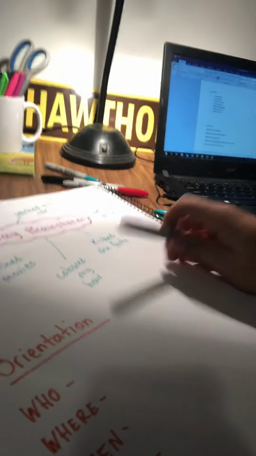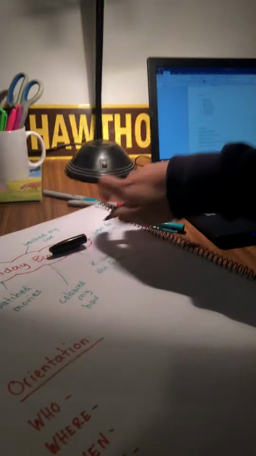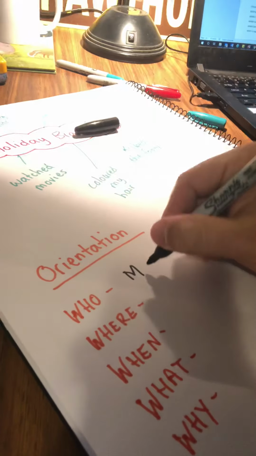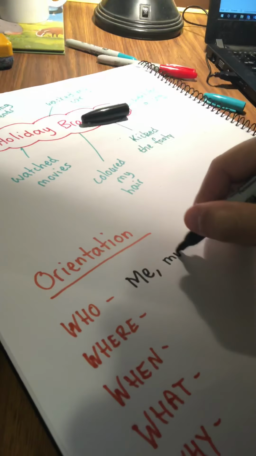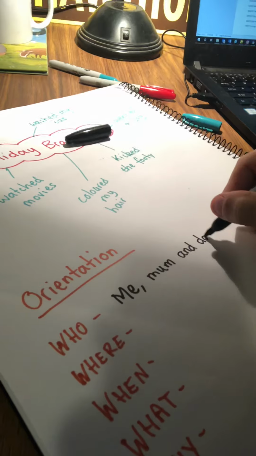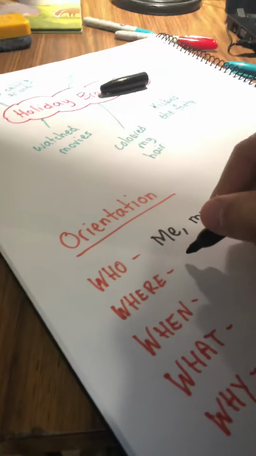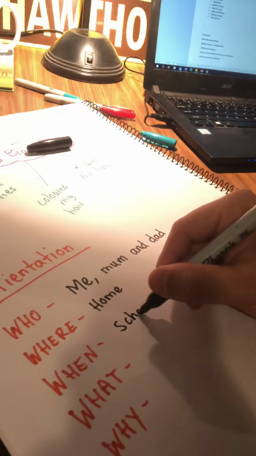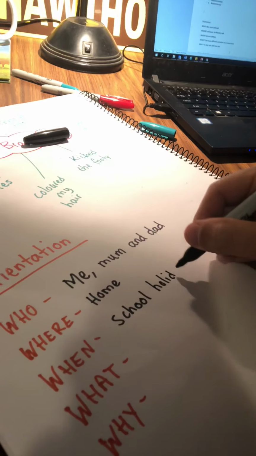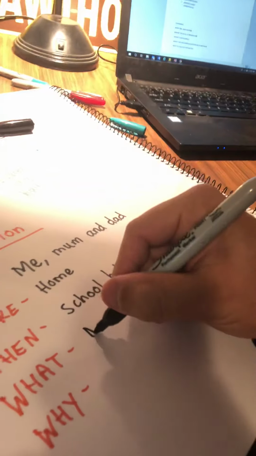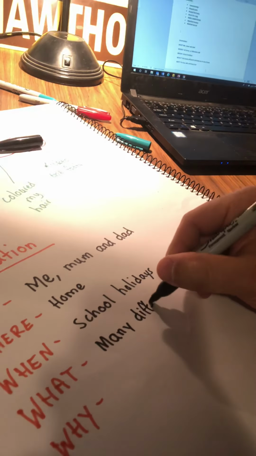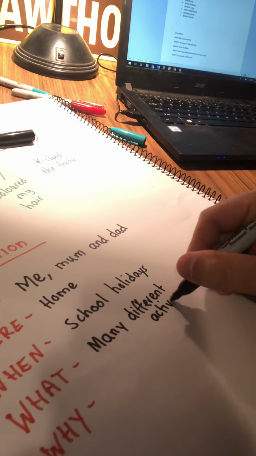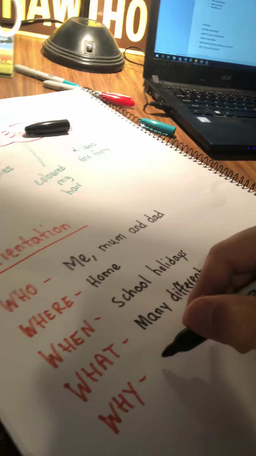Okay, so first of all, over the holidays, who was it that had the school holidays? It was me, and I live with Mum and Dad. Where? Here at home. When? School holidays. That's when it was. What was it? Well, what I did was many different activities. And why? To stay safe and have fun.